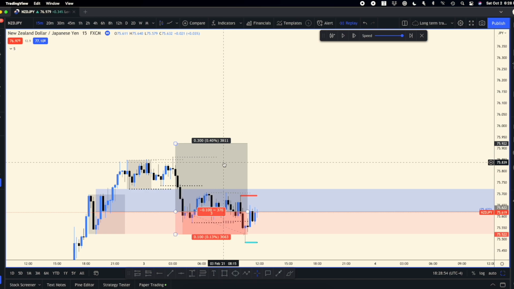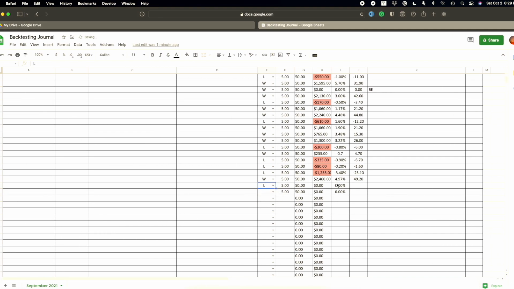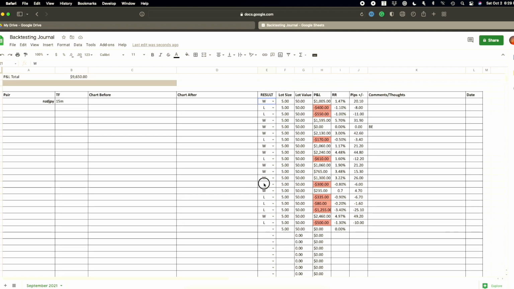Okay, so minus 1.3% with minus 10 pips. Minus 10 pips. And this is our last trade. Yeah, it's our last trade. Right. Oh, we already took 20. Oh, okay. 20 trades. I mean, we took 20 trades.